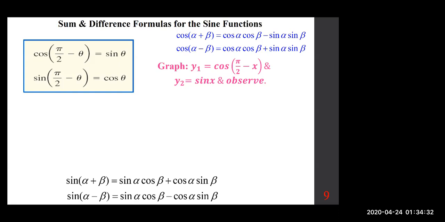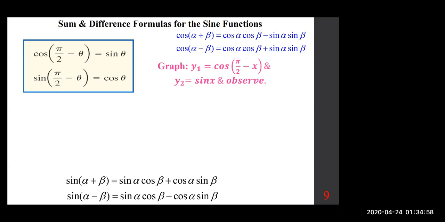So cosine of pi over 2 minus theta is sine theta. Sine of pi over 2 minus theta is cosine theta. Tan of pi over 2 minus theta is cotangent theta. Those are called cofunctions. So when their angles add up to pi over 2 or 90 degrees, then their trigonometric functions are equal. I hope you remember this stuff.